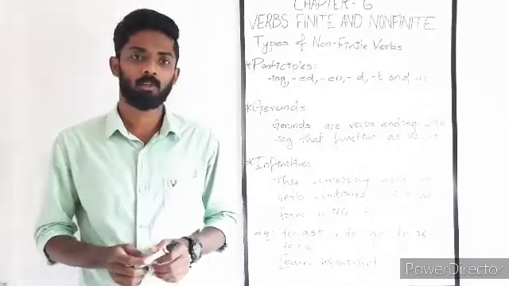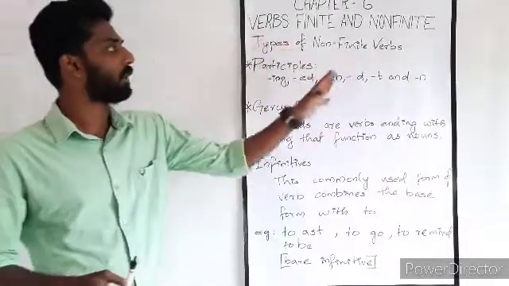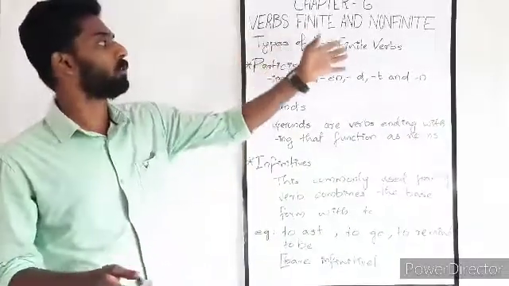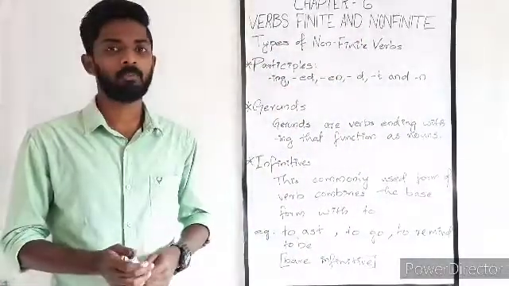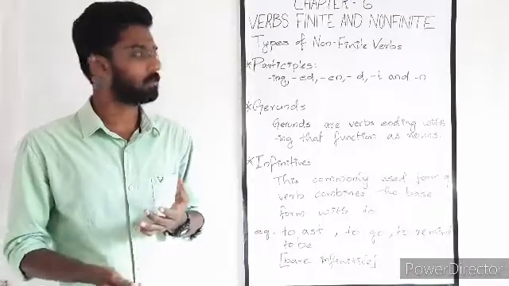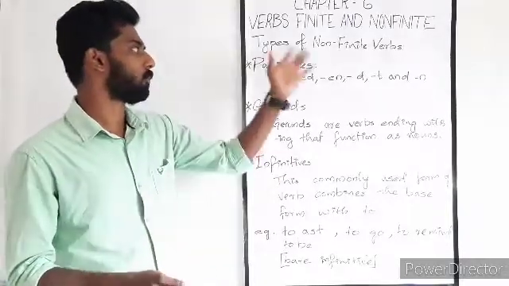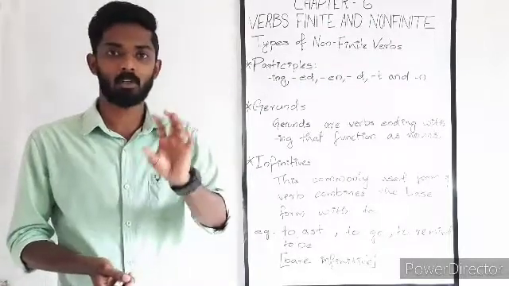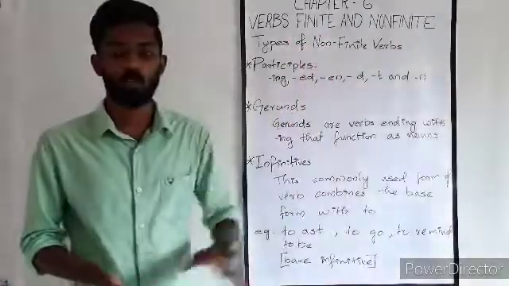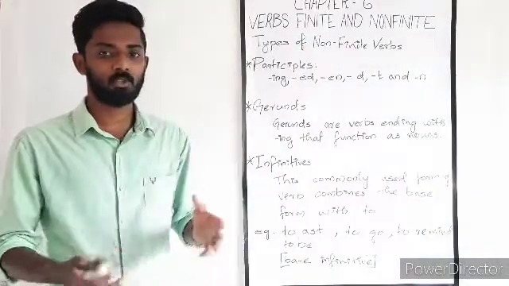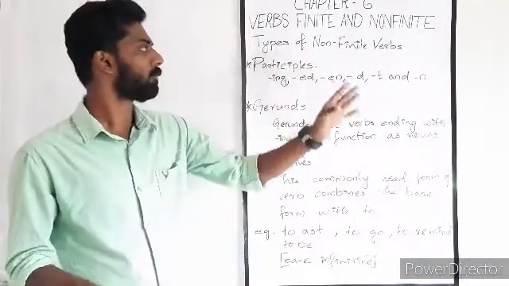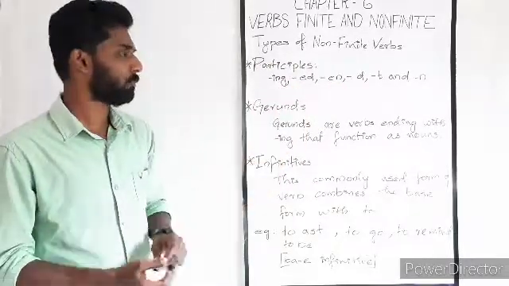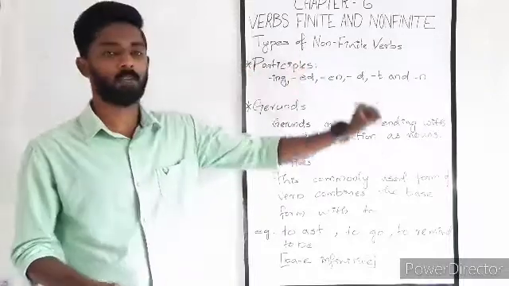So we have been discussing verbs, finite and non-finite. In the other class we studied what finite verbs and non-finite verbs are, and I think I don't have to explain what it is. But even then, finite verbs have a subject-verb agreement, and non-finite verbs won't show any kind of relation with regard to the subject and other things. So today we move on to see the types of non-finite verbs.